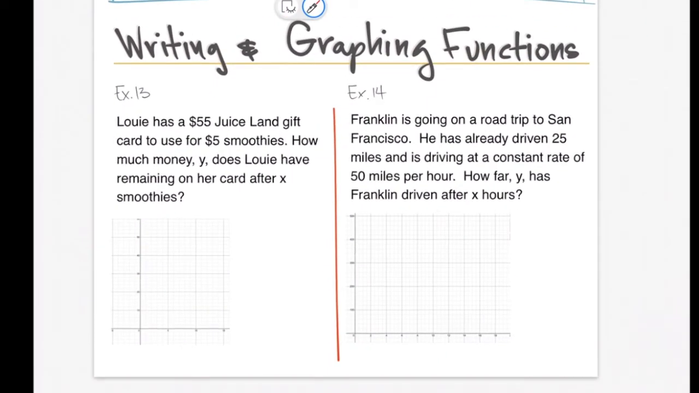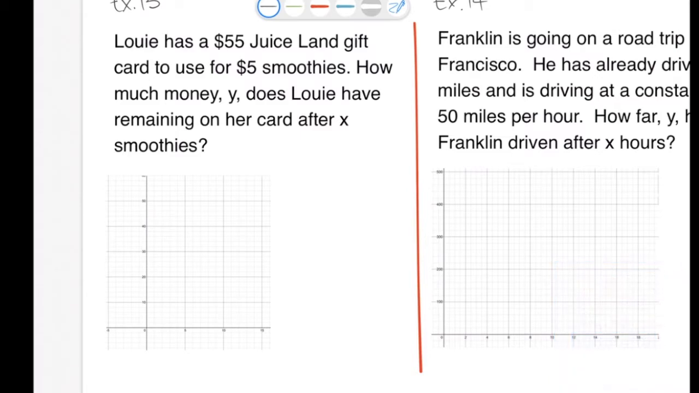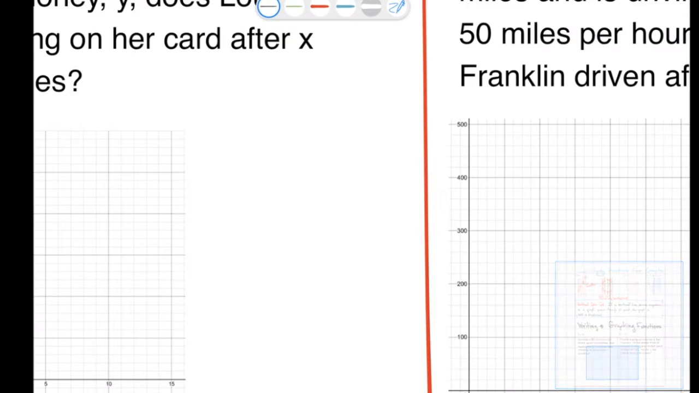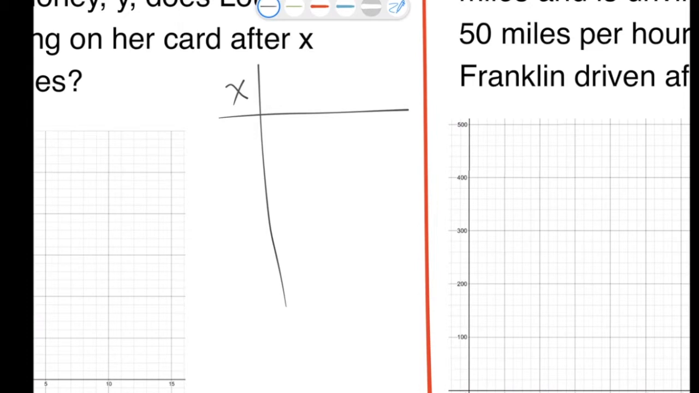Okay, we're going to move into a little bit of a different topic, but we're still talking about functions. What we're going to do is continue practicing writing functions from practical examples and then graphing those. So Louie has a $55 Juiceland gift card to use for $5 smoothies. How much money y does Louie have remaining on her card after x smoothies? Some of you will automatically know what this equation is, and some of you won't. So for those of you who don't, let's do a process column. We're going to pick some numbers and see if we can come up with a pattern.